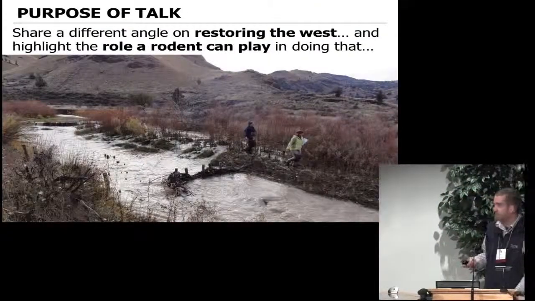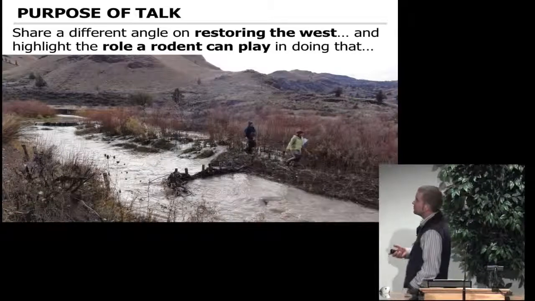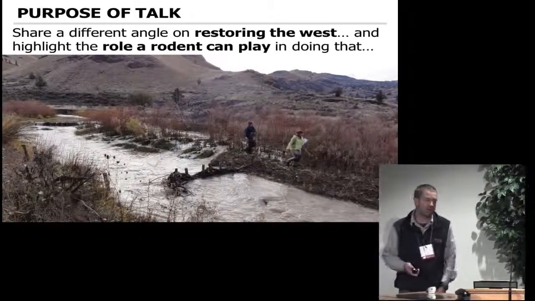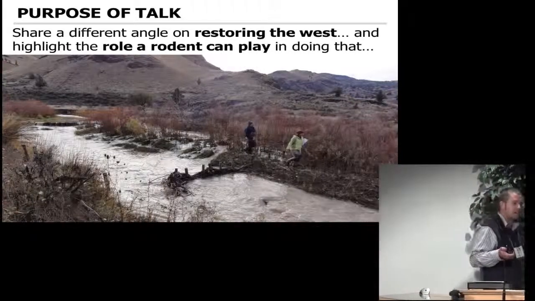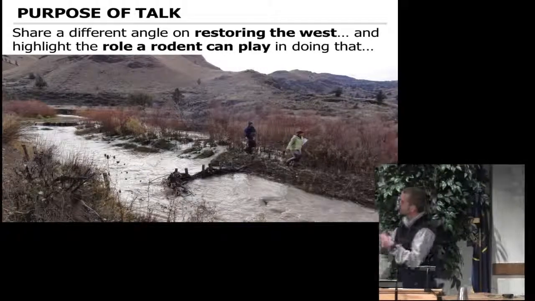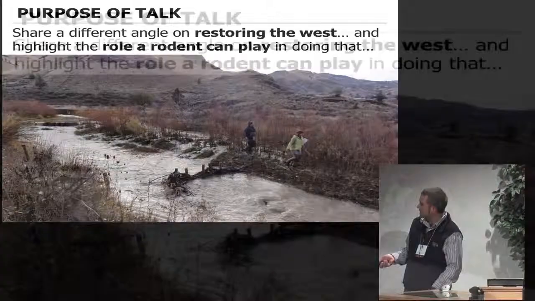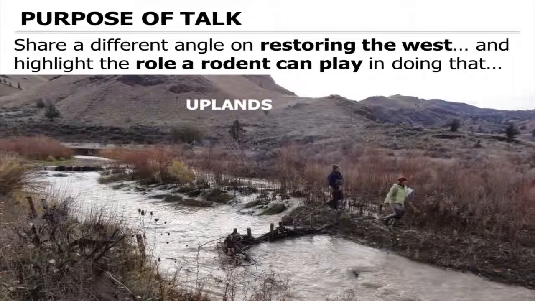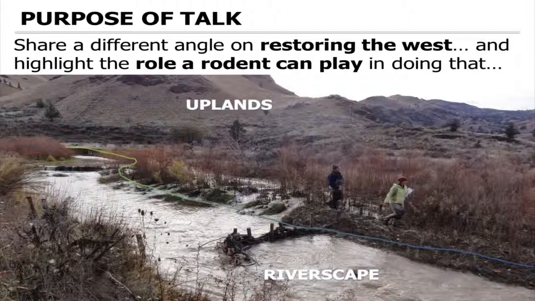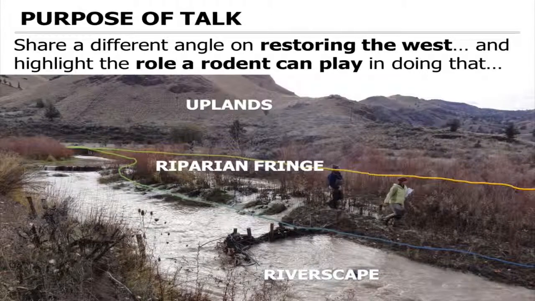The purpose of my talk today is to share with you a different angle on restoring the West and highlight the role that a little rodent might play in that, and not just bringing us together, but in restoring these systems. Here's a typical incised stream in the West, and here's uplands, maybe some of the places that you guys work, and then I'm down here playing in the mud, and we draw these artificial boundaries because then we can have a Department of Watershed Sciences and a Department of Wildland Resources, and it all works out. But maybe, I don't know, do we draw it a little bit differently?